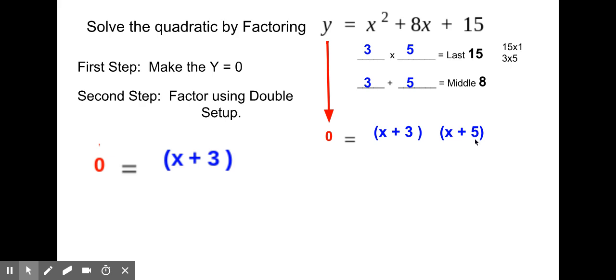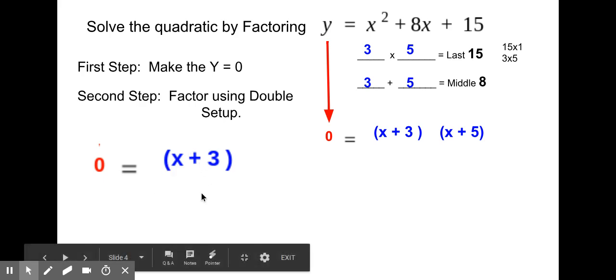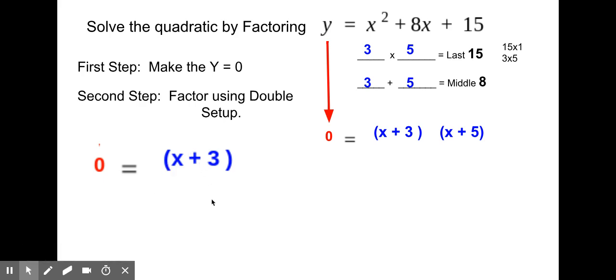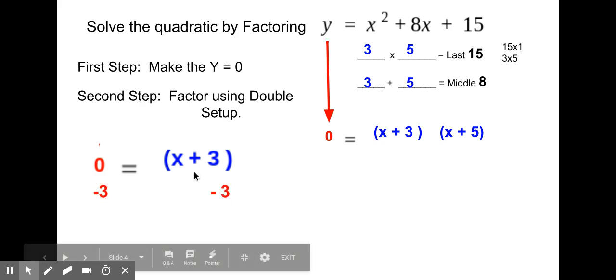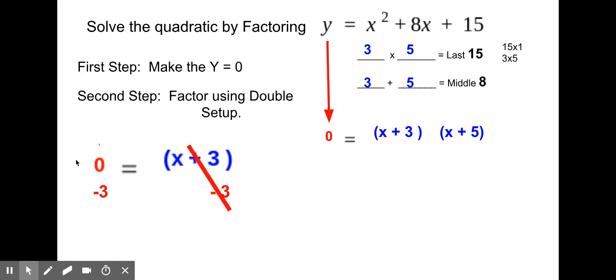Your next step is to make each piece equal to 0 and solve these separate from each other. So I put x plus 3 over here, and you could ignore the parentheses, and you want to get x by itself. Who is bothering the x? The plus 3 is. How do you get rid of a plus 3? You subtract 3. Whatever you do to one side, you must do to the other. X is now alone, and x equals negative 3. That is one of your answers. These questions have 2 answers.